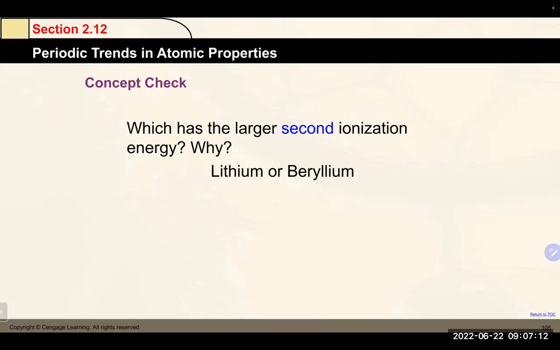Which has a larger second ionization energy, and why? So that is lithium and beryllium in this case. So we have lithium, which is 1s2, 2s1. We have beryllium, which is right next door at 1s2, 2s2. Now, in this particular case, the answer is which one? It is lithium in this case.